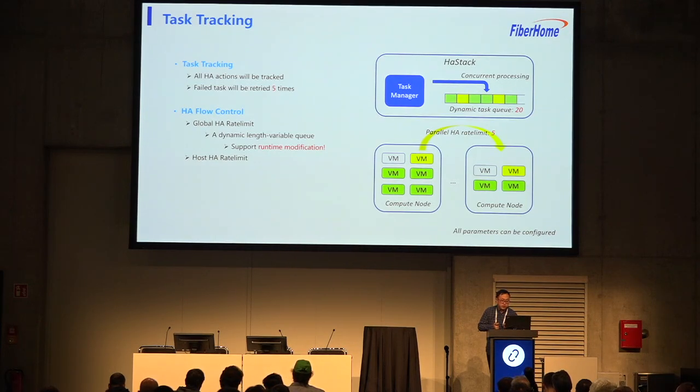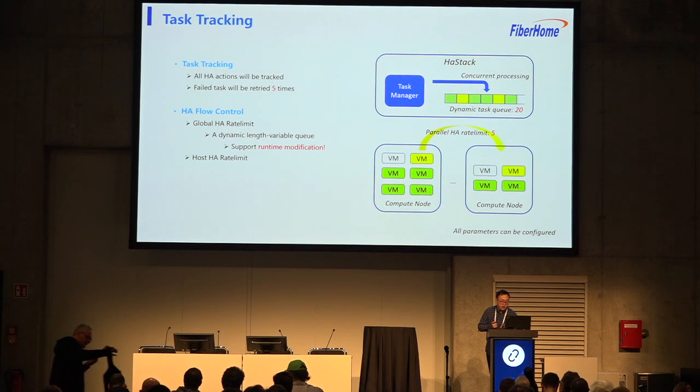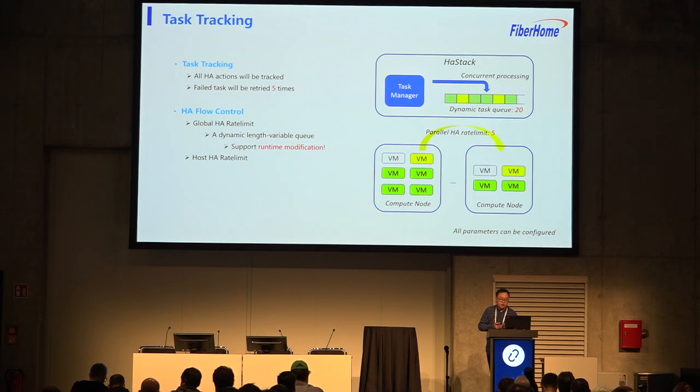And to prevent excessive HA parallelism, we've also developed flow control in the solution. And you can see from the graph, we use a dynamic length variable queue to control the global HA rate limit. And the default length is 20, and it supports runtime modification. That means you can change it at any time, and no need to restart the process. And in addition, the parallel HA rate limit of one host is 5 by default, and that means the host that exceeds this threshold will be filtered out during the host selection.